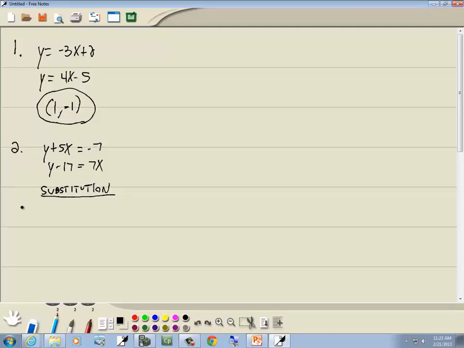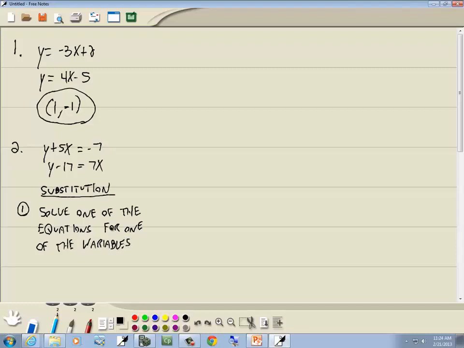Well, our first step in substitution is to solve one of the equations for one of the variables. Now it doesn't matter which one. I'm going to pick the second equation. And it doesn't matter which variable. I'll solve this for y because it's real easy. I take negative 17 over, and I get y is equal to 7x plus 17.